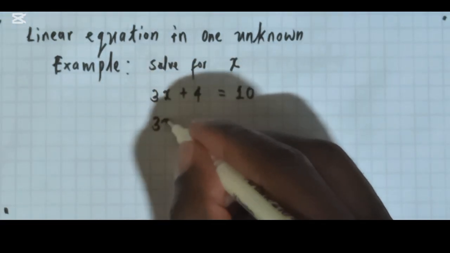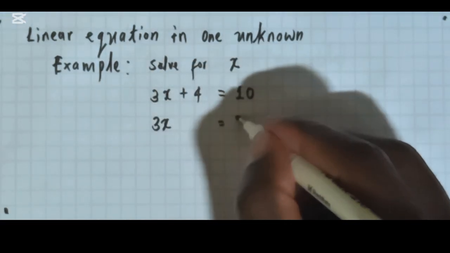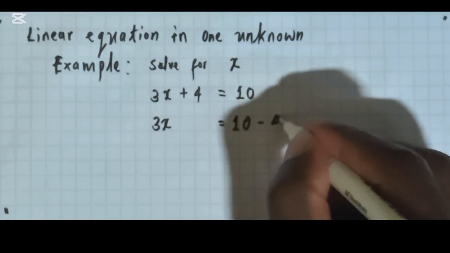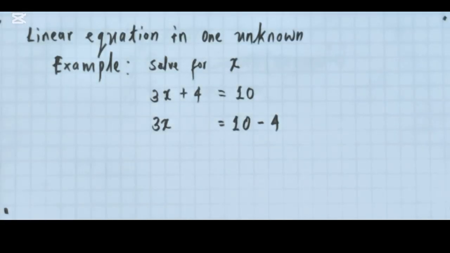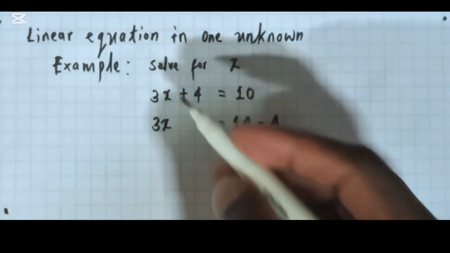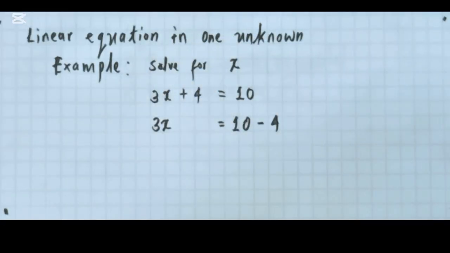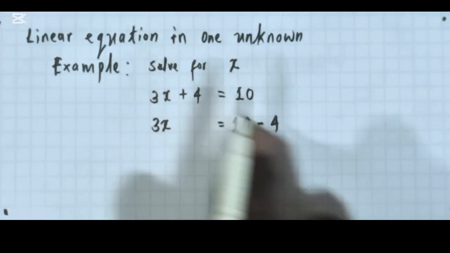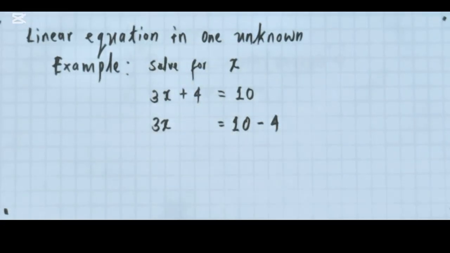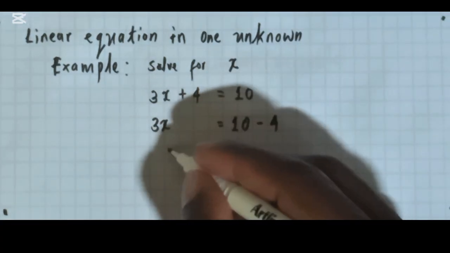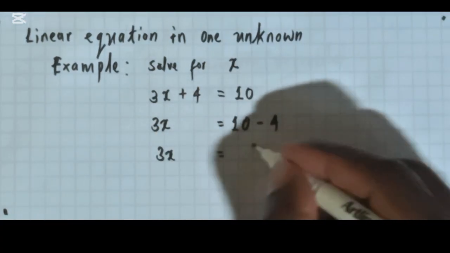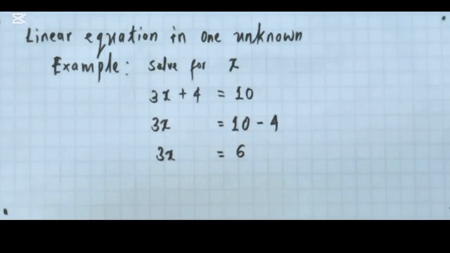So basically, we're going to have 3x being equal to 10 minus 4. Now, why is it minus 4? It's minus 4 because when positive 4 is taken to the right hand side of the equation, it changes its sign. Okay. So that is why it is minus 4. So after this, notice we are going to have 3x being equal to 6. That is 10 minus 4.